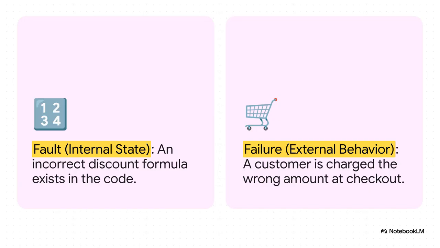Let's make this super clear with an example. The fault is the internal problem, right? It's the incorrect formula for calculating a discount that's buried somewhere in the code. The failure? That's the external behavior. That's the customer at checkout getting charged the wrong amount. The fault is the cause. The failure is the effect you actually see.